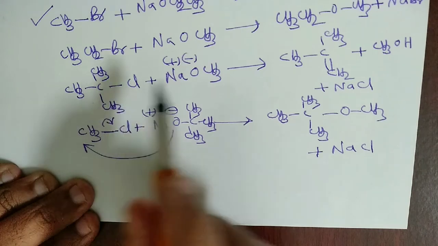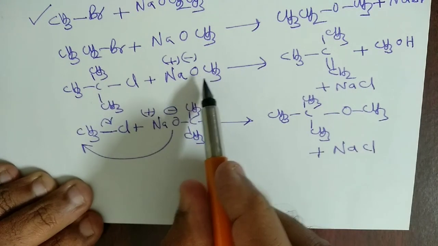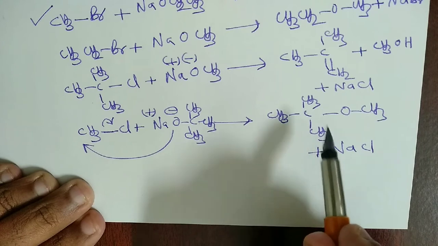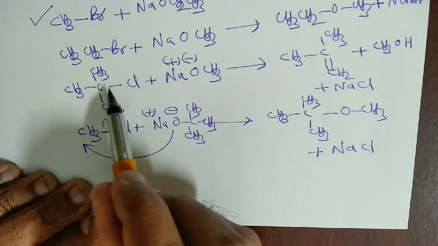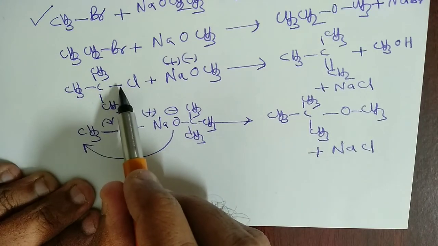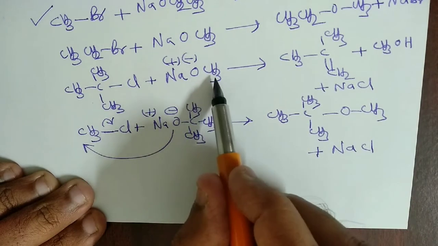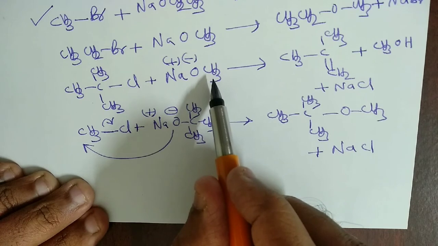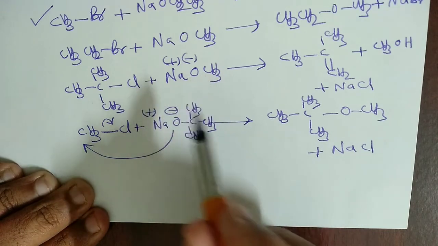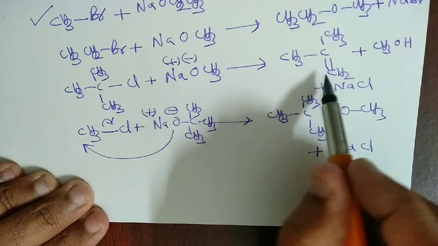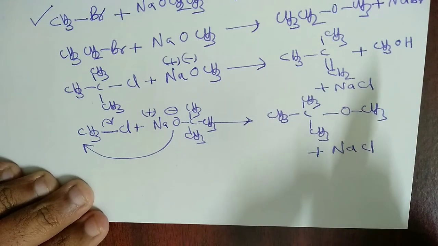Tertiary butyl halide and sodium methoxide do not give the ether because the carbocation intermediate is deprotonated by the action of a strong base, methoxide ion. Hence the product will be alkene, that is the elimination product.